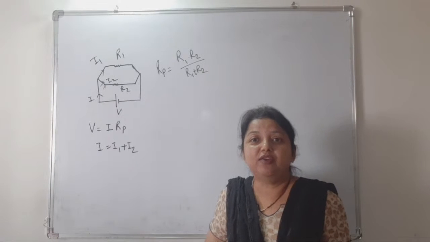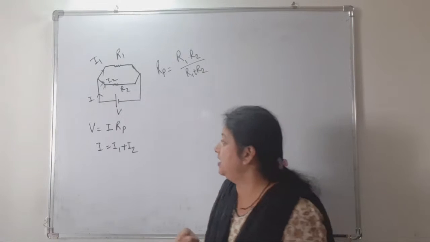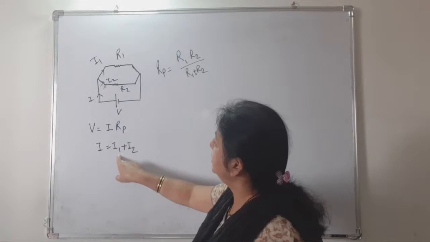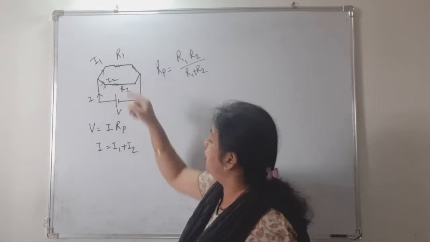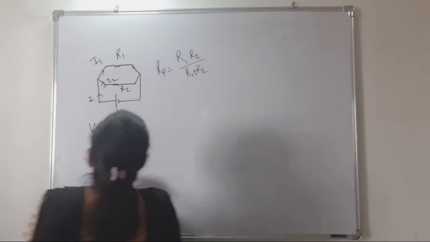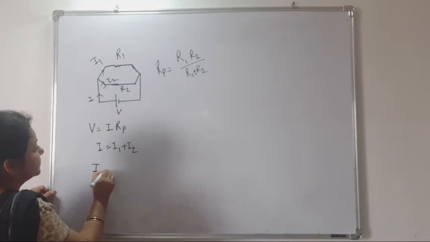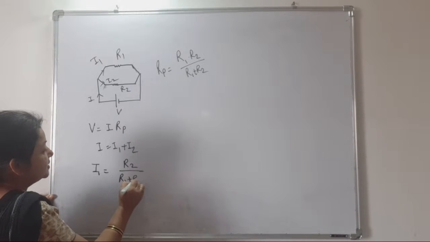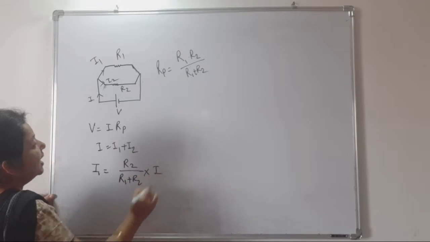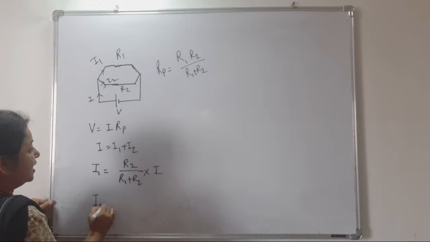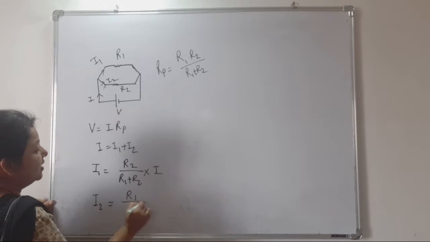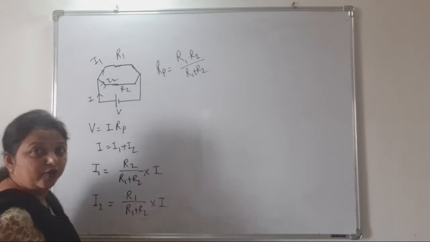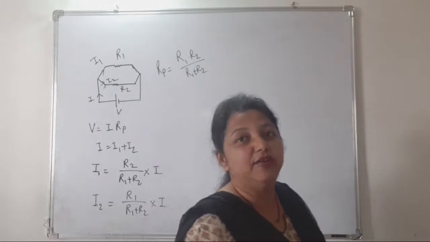So what is the formula for current division? Listen here. I1 is equal to R2 upon R1 plus R2 into I. And what about I2? I2 is equal to R1 upon R1 plus R2 into I. These are the formulas for current division.